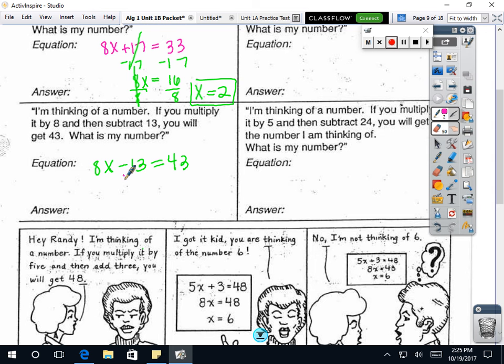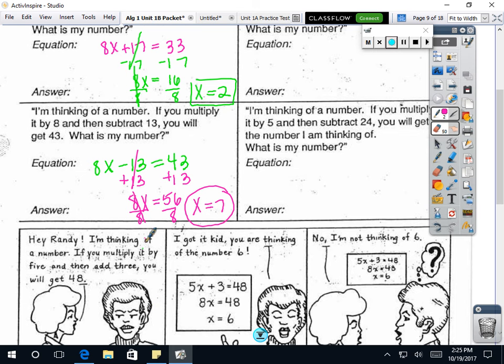It's already subtracting, so add 13. Right, you do the inverse of what's already there to cancel. Now I have 8x equals what? And now, and so x equals 7. Okay, let's make sure that works. If 7 is my number and I multiply it by 8, that would be 56, and then if I subtract 13 from 56, I'll have 43.